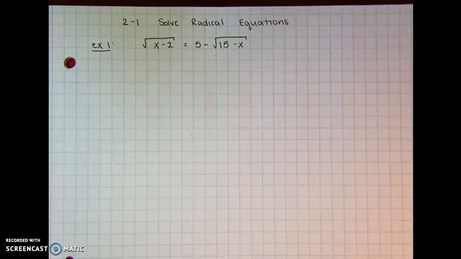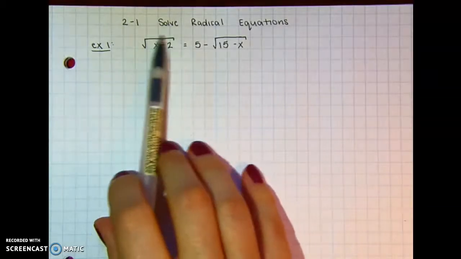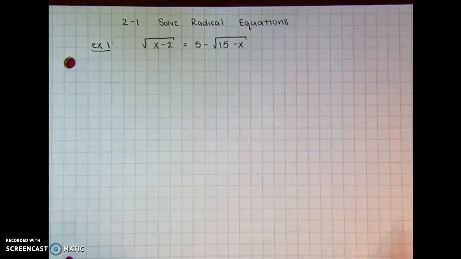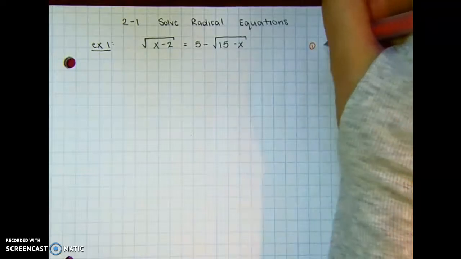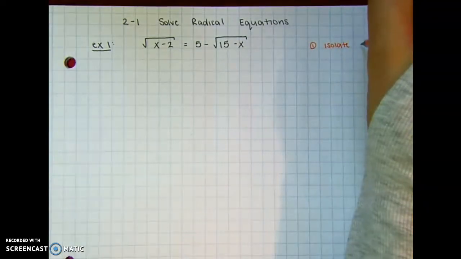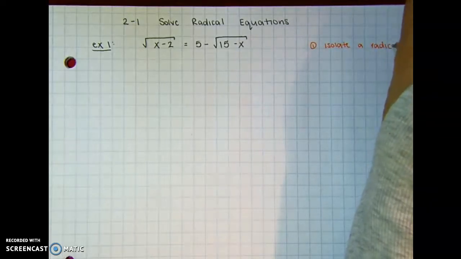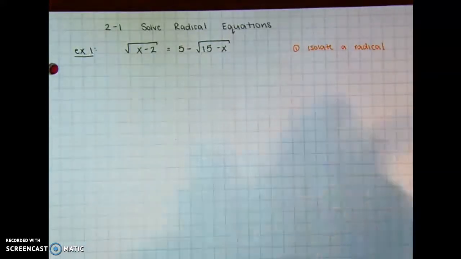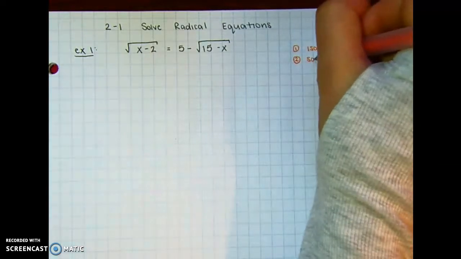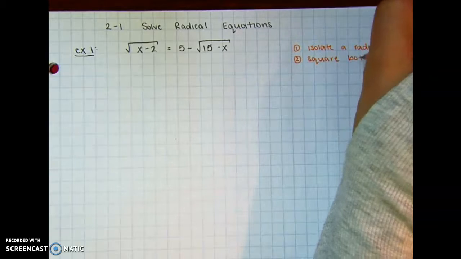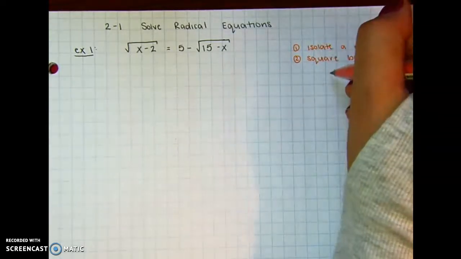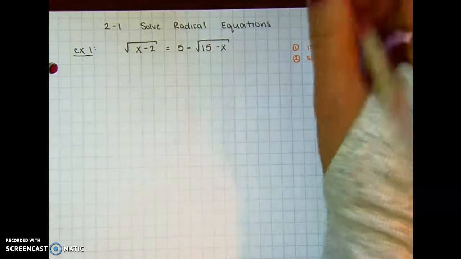Okay, so we want to solve for x, but the x's are locked right now into the radicals. So the first thing that you want to do is isolate the radical. So step 1, isolate radical. Now, the way this one was written, one of them is already isolated, so we're perfect. So now what we want to do is square both sides to eliminate the radical, because taking the square root is the opposite or inverse of squaring something.